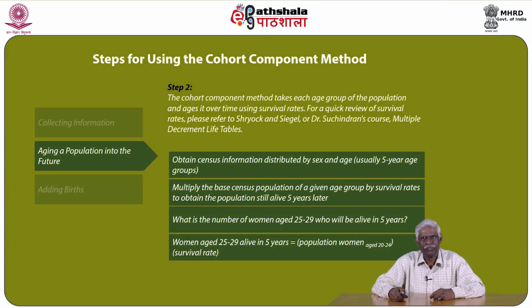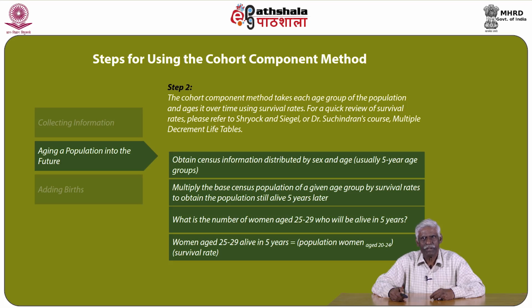Step 2. Aging a population into the future. The cohort component method takes each age group of the population and ages it over time using survival rates. For a quick review of survival rates, please see a more detailed explanation by referring to Shryock and Siegel or Dr. Suchindran's course, the multiple decrement life tables.